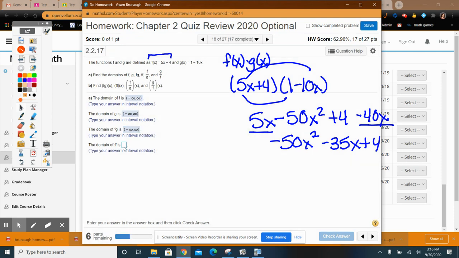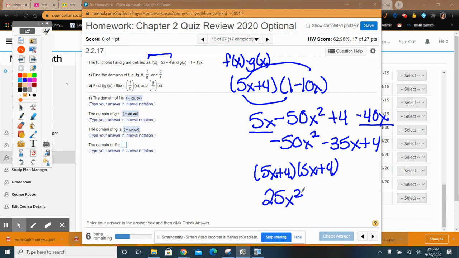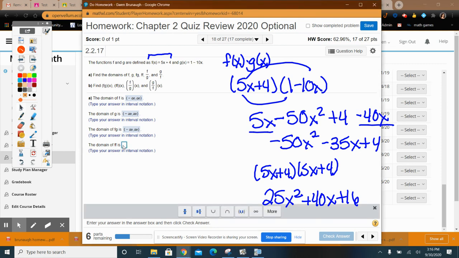How about when I multiply f together twice? When I multiply f together twice, I'll get 5x plus 4 times 5x plus 4. Not creating a risk factor. It'll be 25x squared plus 20x plus 20x, that's plus 40x plus 16. And there's no risk factor, so we get, once again, negative infinity, positive infinity.